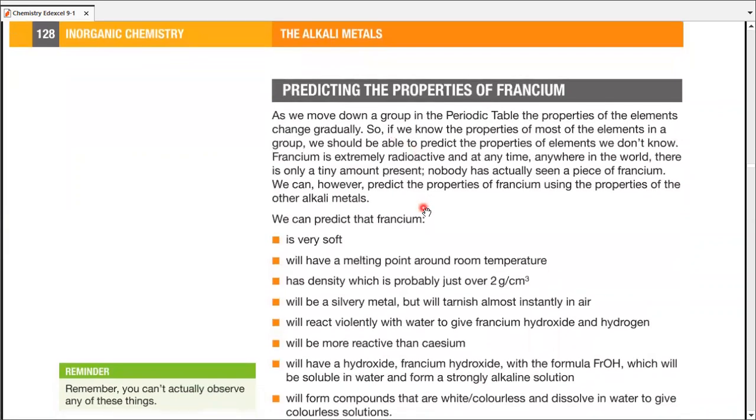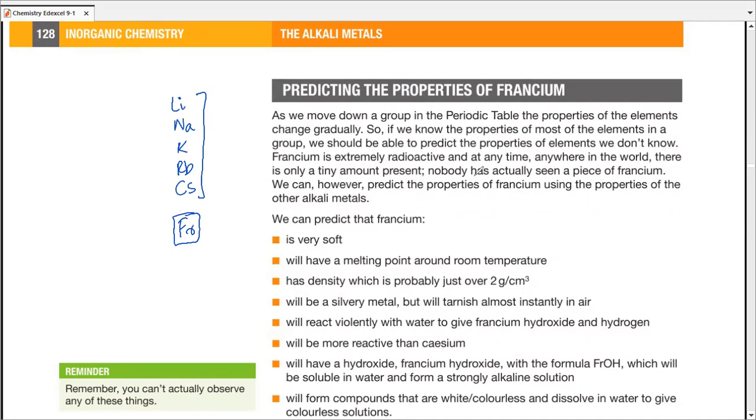So if we're done with all the alkali metals, starting from lithium all the way to cesium, then I hope we can move on to predict the properties of francium. Francium is below cesium, francium is radioactive, francium decomposes really easily, so we're not able to study it with that ease. So you can go ahead and predict the properties.